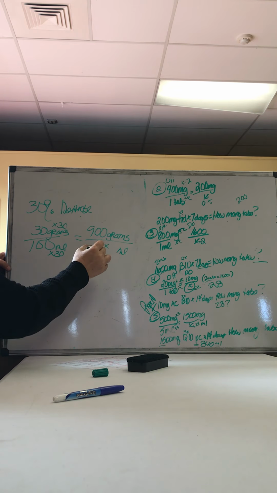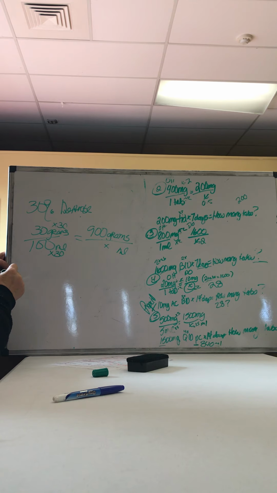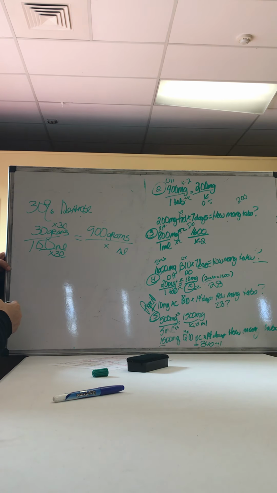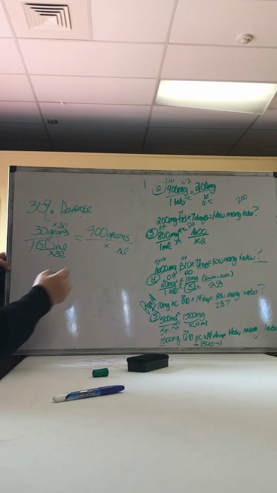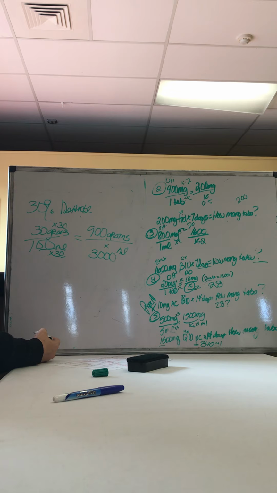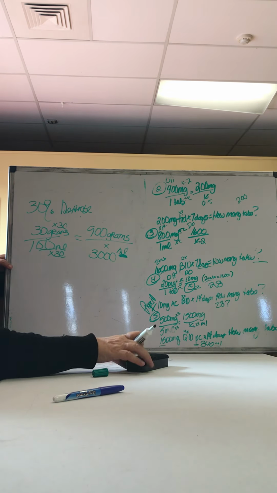300? No, yeah. It's got 3 zeros. Times 3,000. 3,000. Those zeros count. So that's how many milliliters the doctor wants you to give this patient.